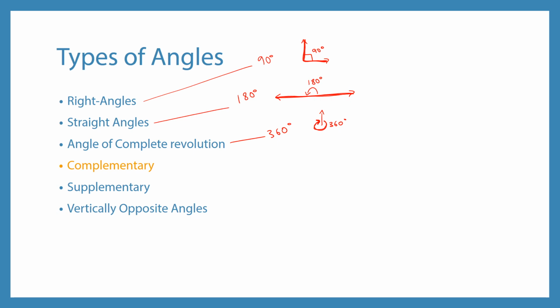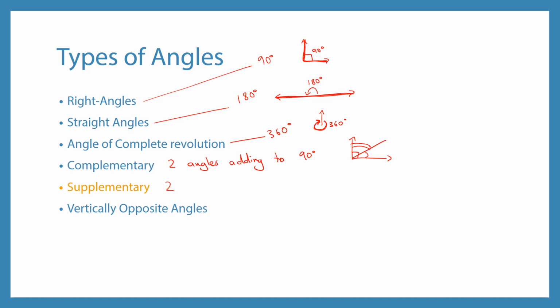We're up to complementary. Now we have our complementary angle. This is where we have two angles which add to 90 degrees. So if we were to take a right angle, cut it in half, or just put two angles in there, we know that this angle plus this angle add up to 90 degrees, so we can say that they're complementary. So complementary angles are just two angles that, when added together, give us 90 degrees.